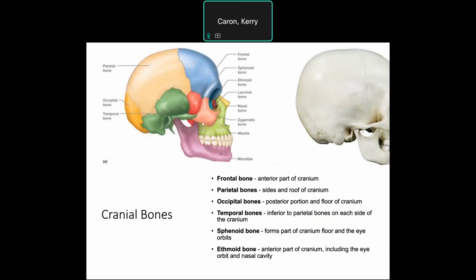Then you have the sphenoid, which is next, the red part here. It's kind of around the eye orbits. The ethmoid includes the eye orbits and the nasal cavity. So it's a little more forward.